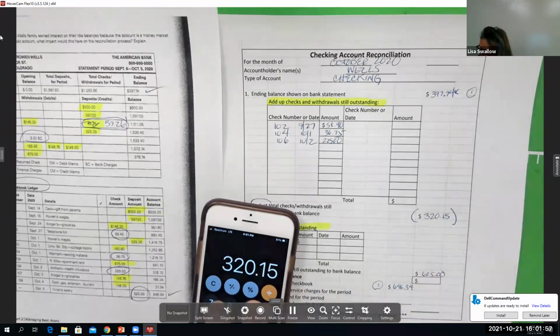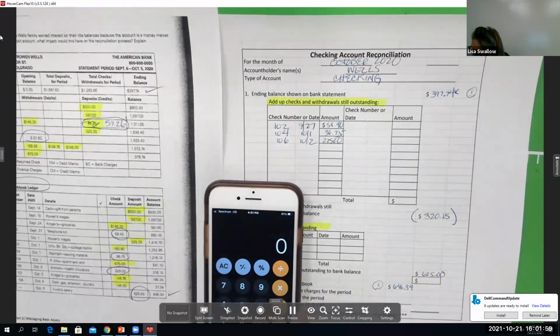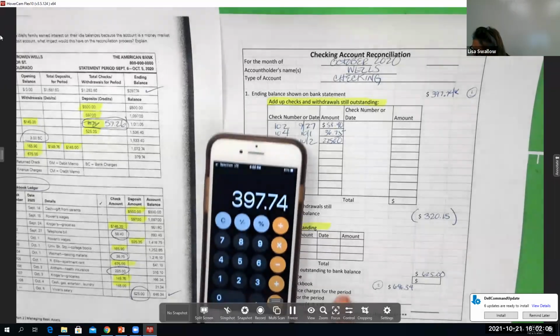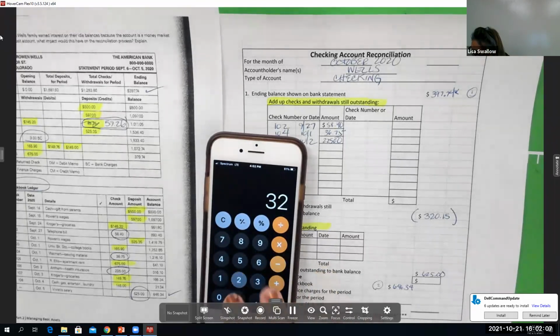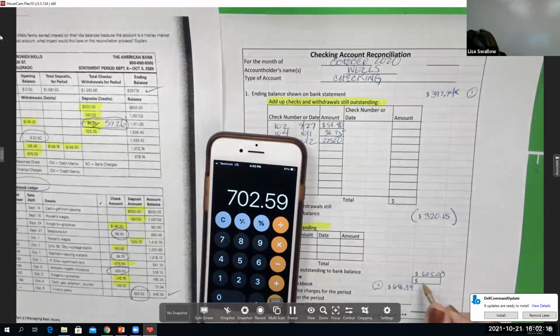And therefore, those three numbers together, the 397.74, because that's what the bank said I had. But they don't know about $320.15 of checks. And they don't know about a $625 deposit. So my adjusted bank balance is $702.59.